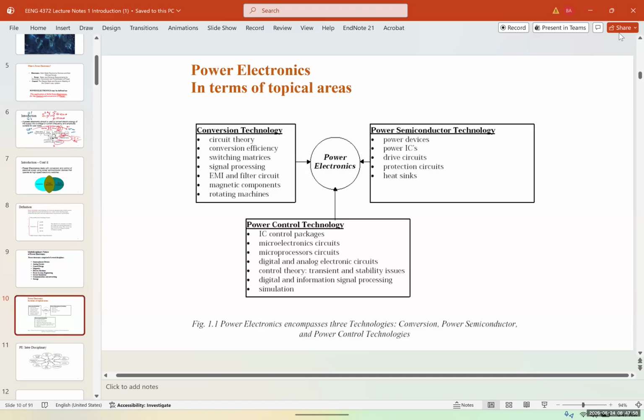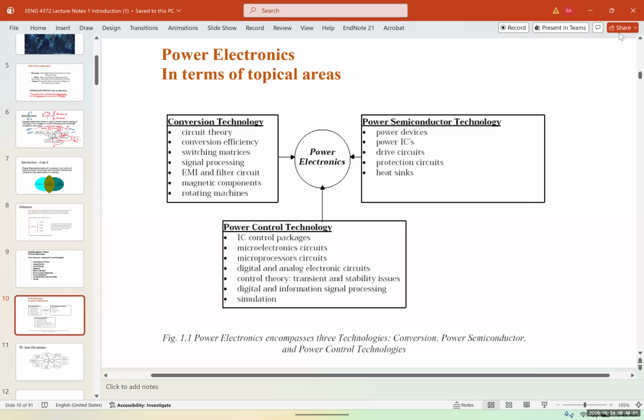Now, power electronics in terms of topical areas, we have the conversion technology: circuit theory, conversion efficiency, switching matrix, signal processing, EMI and filter circuits, magnetic components, and rotating machines. And then we have power controller technology: IC control packages, microcontrollers, microprocessors, digital and analog electronic circuits, control theory, transient and stability issues, digital and information signal processing, and simulation. And finally, we have power semiconductor technology like power devices, power ICs, derived circuits, protection circuits, and heat sinks.